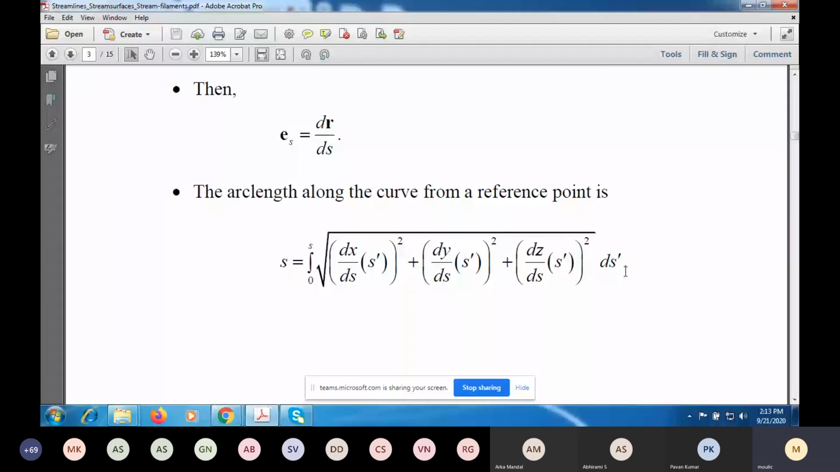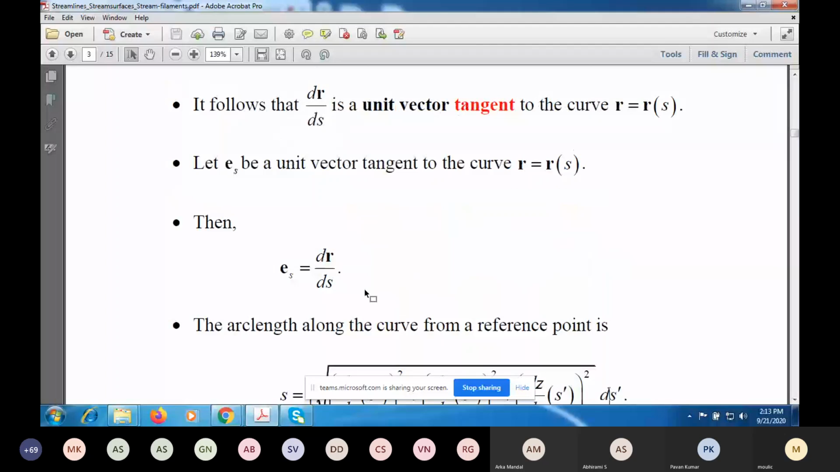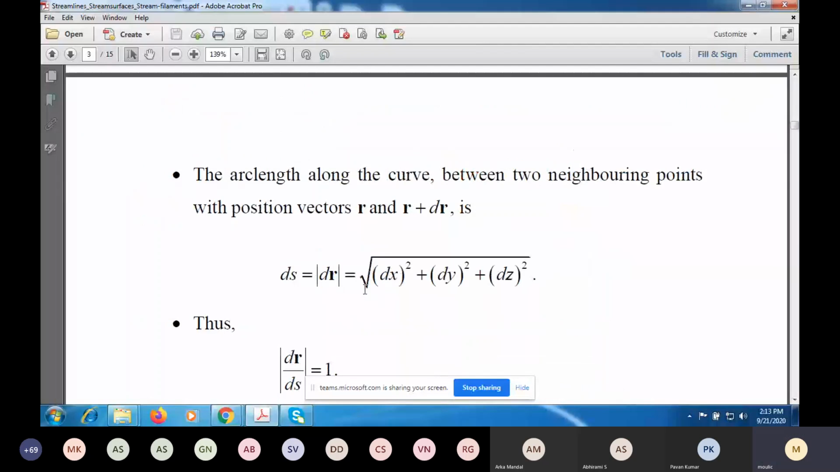Now, because I've used s as the upper limit of my integration, if I use the same symbol s as the dummy variable of integration, there will be confusion. To avoid that confusion, I have changed the dummy variable of integration to s prime. So these are things which you know from your mathematics course. Let us see what is the relevance of this for this course.